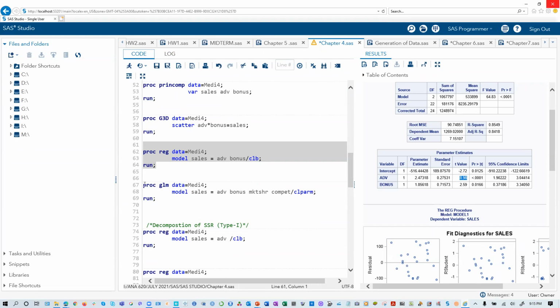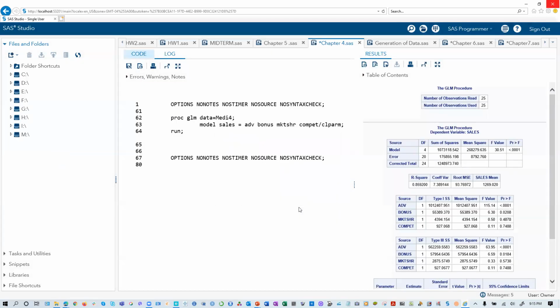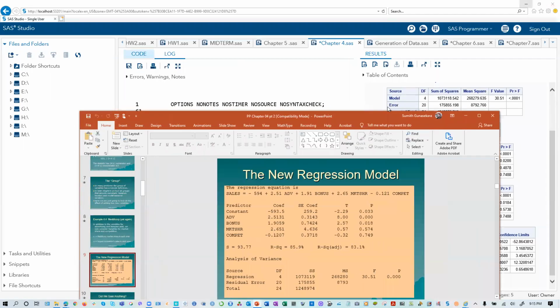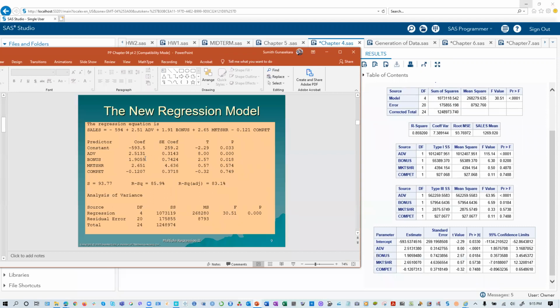So let's run this one for all 4 of them. See, look at it. We pretty much get exactly what they have here. So you have negative 593, estimate 593, 2.51, 1.59. What these are called are the sequential ones. These are sequential, type 1 definitely. When you add these 1, 2, 3, 4, they will add to this one.